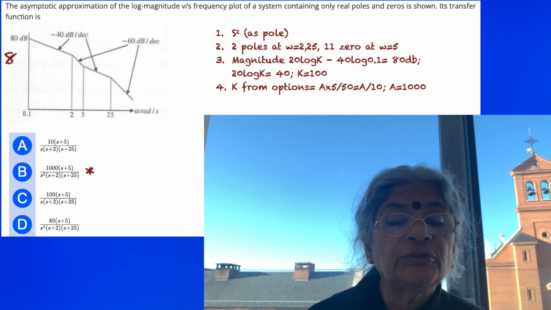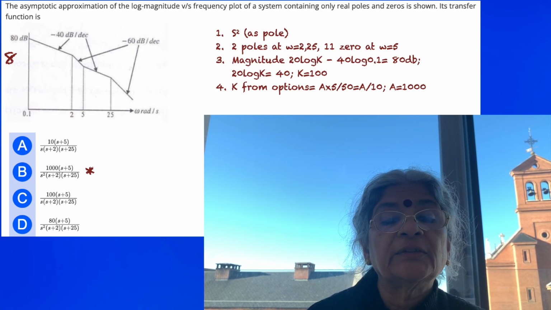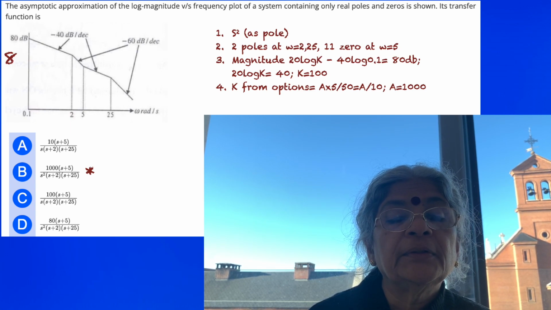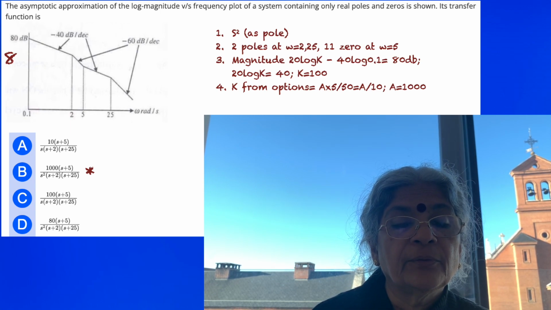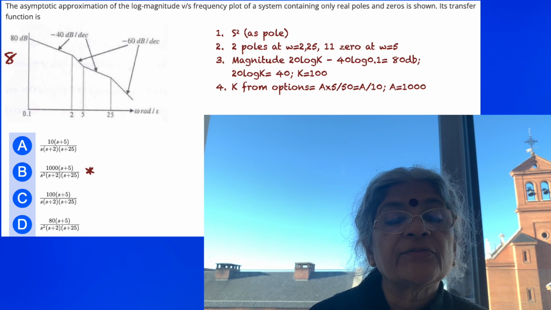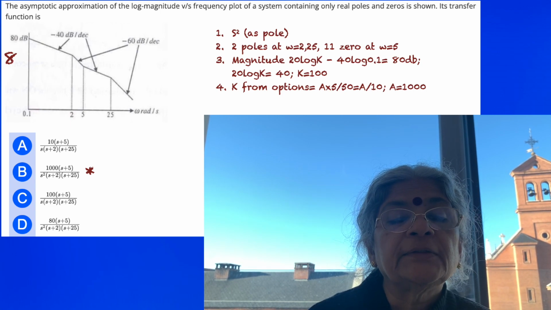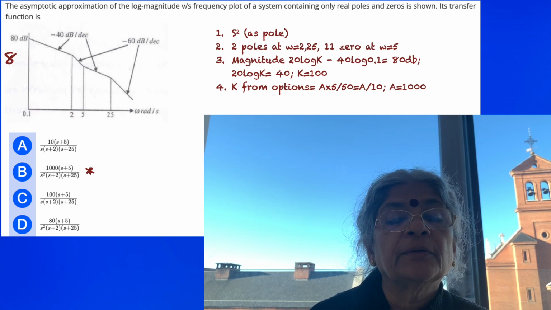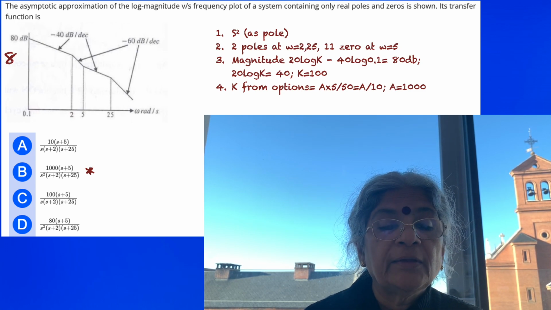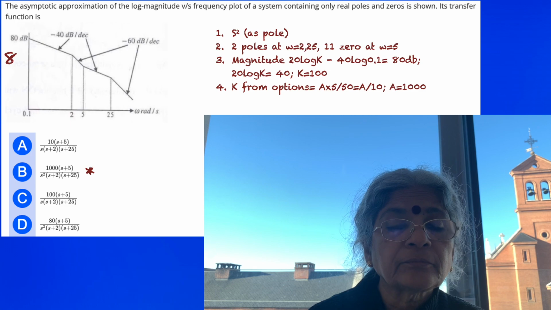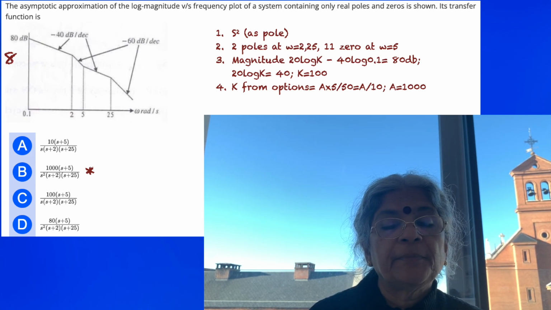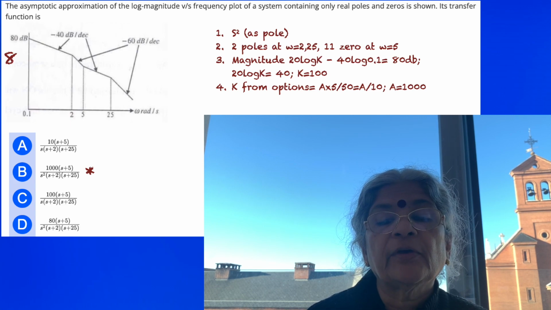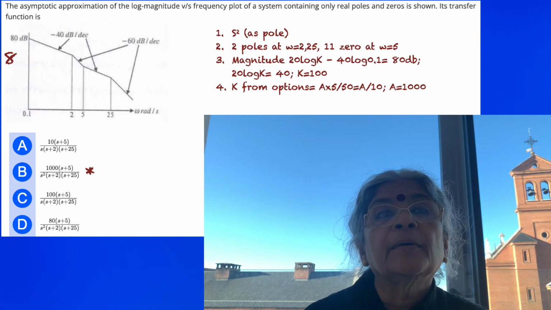So two poles, and we also have only one zero, because the slope ascends to minus 40 dB only at s is equal to 5. So we should have (s plus 5) by s square, (s plus 2) and (s plus 25). Now let's look at the k value.